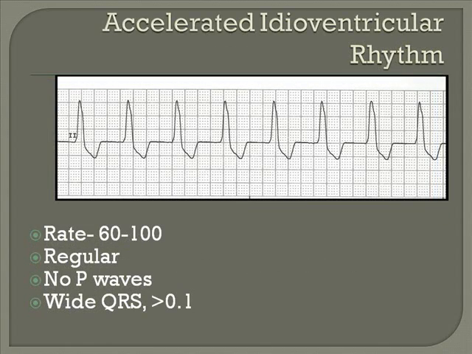Just like we had the accelerated junctional rhythm, we could have an accelerated idioventricular rhythm. Now, I made a mistake on this slide here. It should say 60 to 100. If you remember, our normal idioventricular rhythm was 20 to 40 beats a minute. Still regular, no P waves, and a wide QRS. But it's not over 100 yet, so we're not going to call it tachycardia. It's called accelerated because it's faster than normal for the ventricles, but not yet too fast.